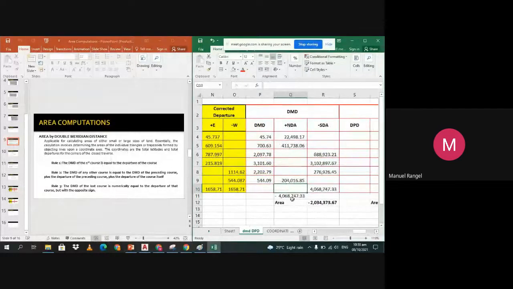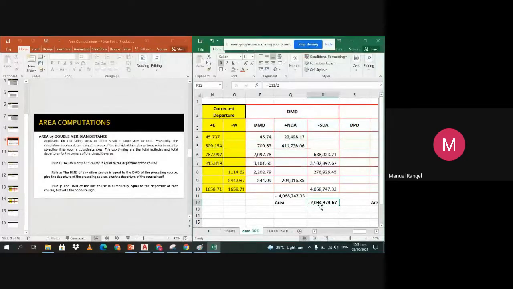Okay, so these two summations should match, no? Equal in the computation, total 4,068. If they are not equal and there is a difference or variance, then there is a mistake in the computation. So since they are equal, that is the double area. Then area is equal to 1/2 of the summation of the NDA or the SDA. So the double area divided by 2 gives the half. So that is equal to 2,034,373.67. What is the unit of the area? Square meters.